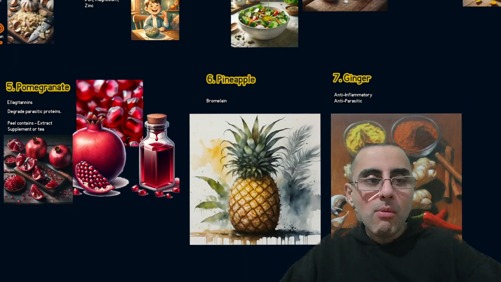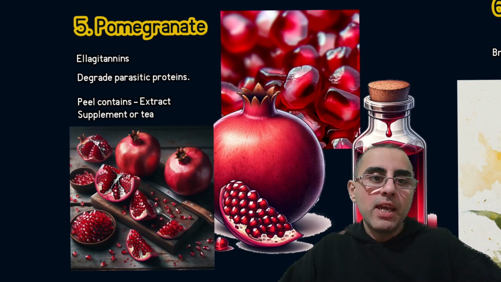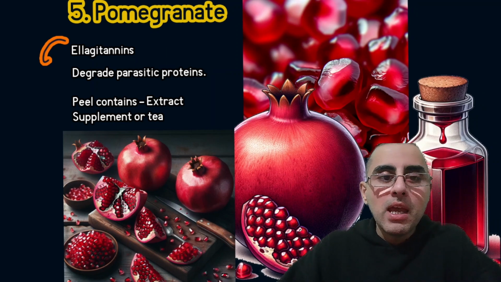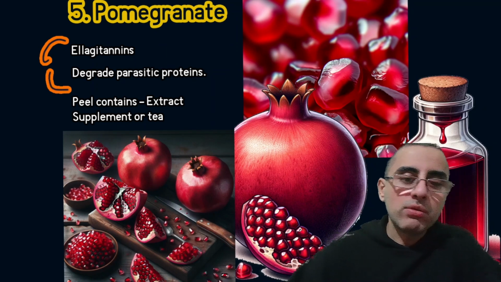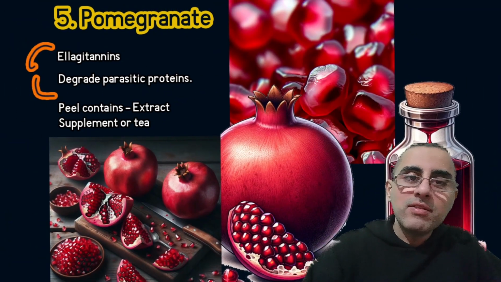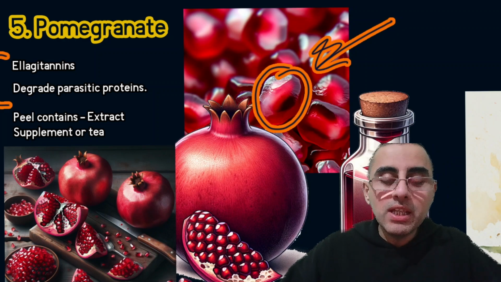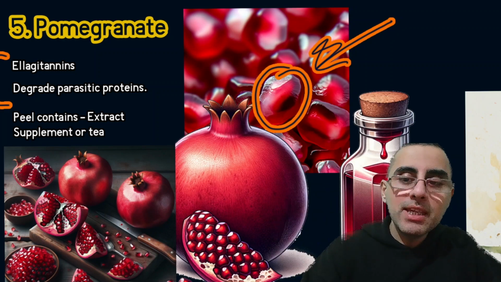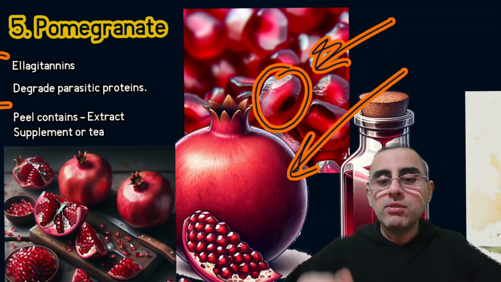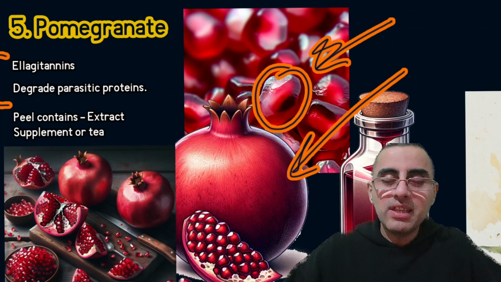And the fifth most common antiparasitic food is pomegranate. Pomegranate contains ellagitannins, and these ellagitannins have antiparasitic properties, and they degrade parasitic proteins. But we should mention that the concentration of ellagitannins in the seed of pomegranate is very low. So it's better if you take the peel, but you can't take the peel just as a food. You can take it as a powder or as an extract or as a tea, as a supplement.